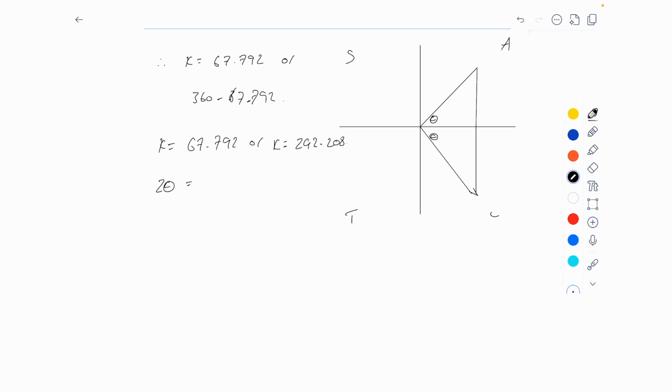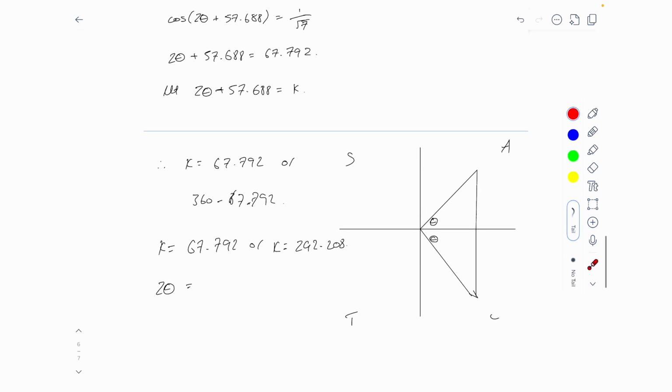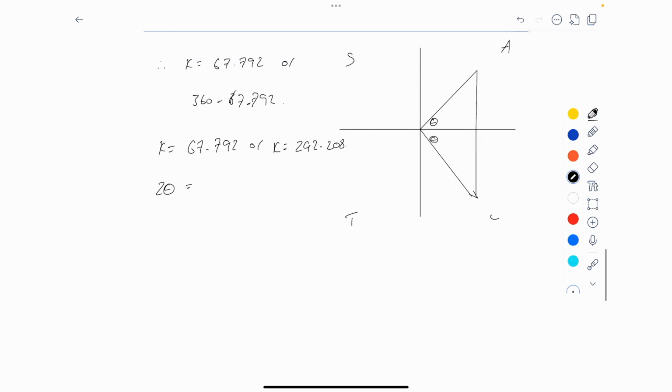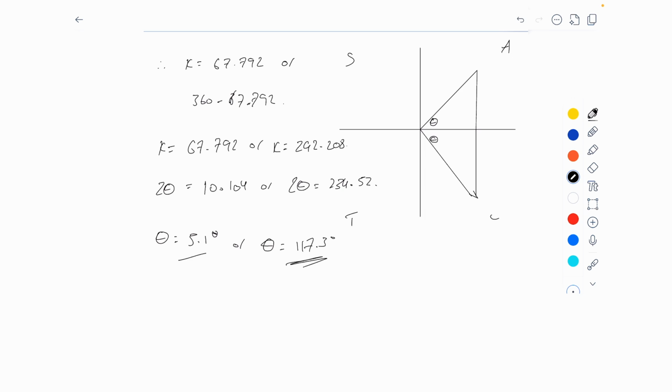Which means that 2 theta now is going to equal what? Well, if we minus 57.688 from both of these, we get 2 theta equaling 10.104, or 2 theta equaling 234.52, which means theta is going to equal 5.1 degrees, or theta is going to equal 117.3 degrees. Okay, and those are going to be your final answers for that question.